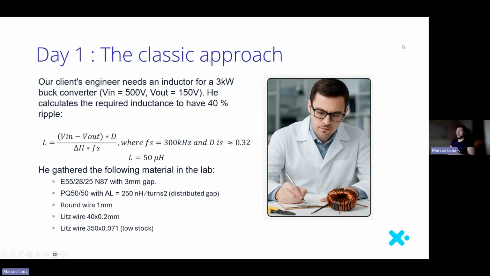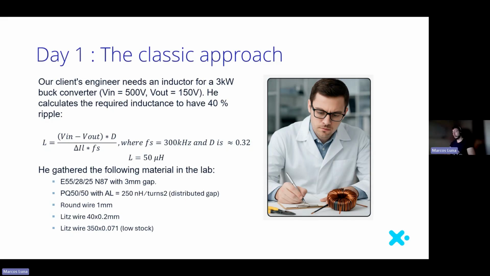So let's come back to the first day. Our engineer needs to design an inductor for a 3 kilowatt buck converter with these input specs. The first thing this engineer does is calculate the necessary inductance for the converter. He assumes that a ripple of around 30-40% is probably fine. So he used 40%, calculated the duty cycle, and with the switching frequency, he gets around 50 microhenries.